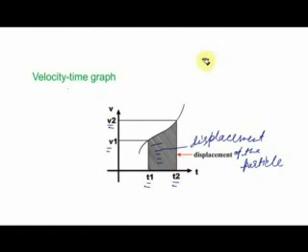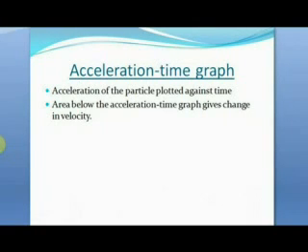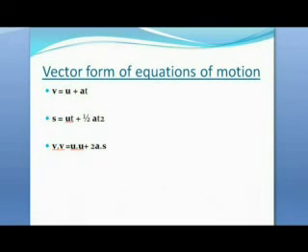So now we can say that if the velocity time graph is uniform, that is a straight line, suppose this is velocity time graph, so here the slope is constant, which means that acceleration is also constant. Here since the graph is not a straight line, it means that the acceleration is varying with time. Similarly, we can have acceleration time graph also. This is a graph plotted between acceleration of particle against time, and the area below the acceleration time graph gives change in velocity.